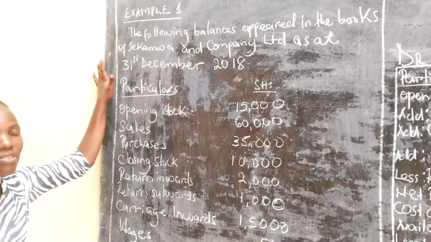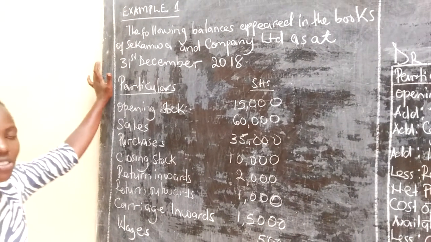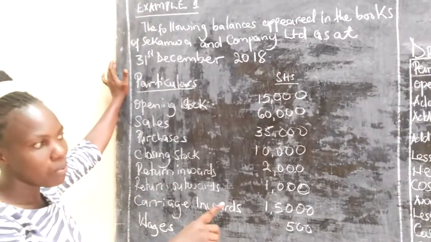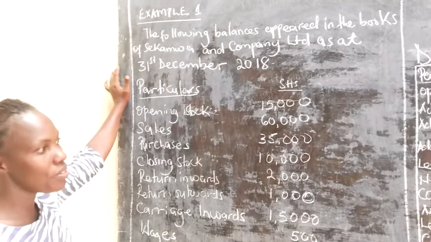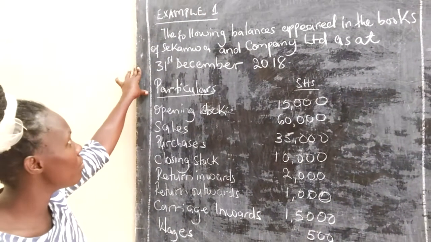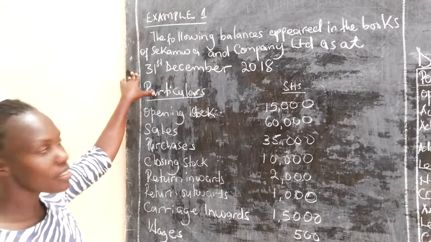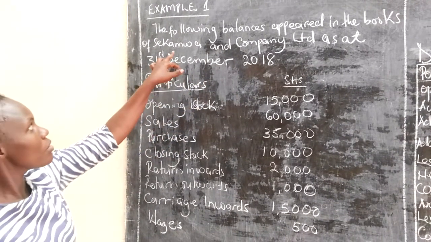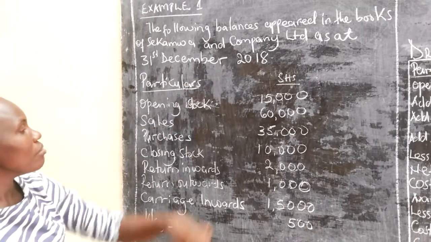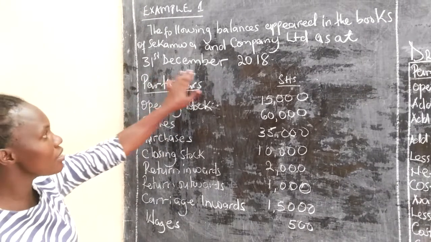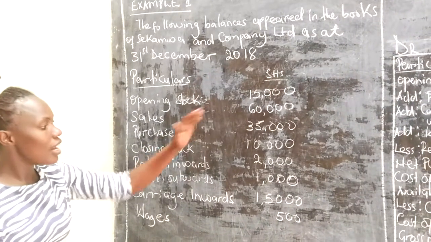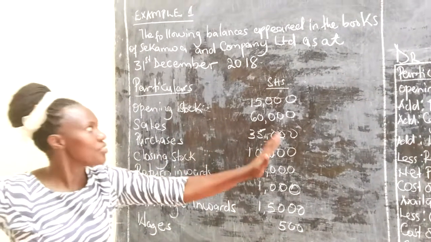Yeah, the last lesson we had on our online teaching, we had this example and we worked it out. However, I want us to go through it and you know how we do it very well. So this is example one. The following balances appeared in the books of Sycamore and Company Limited as at 31st December 2018. These are our particulars and the shillings.